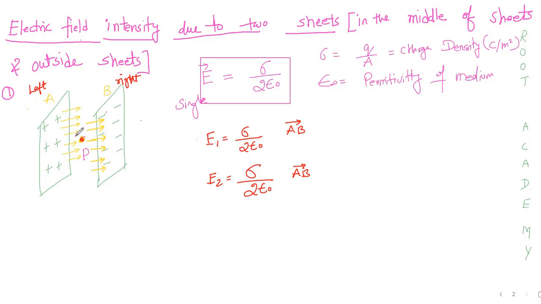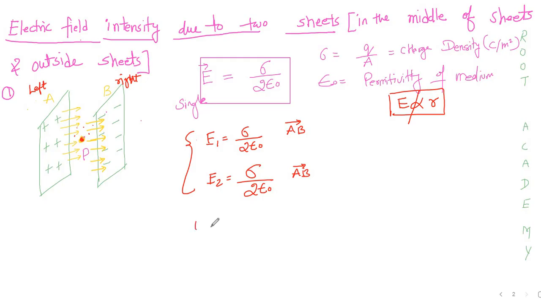And this point may be anywhere, here, here, here, or here, because the field intensity due to a sheet does not depend on the distance of the point. This we know from our previous derivation.